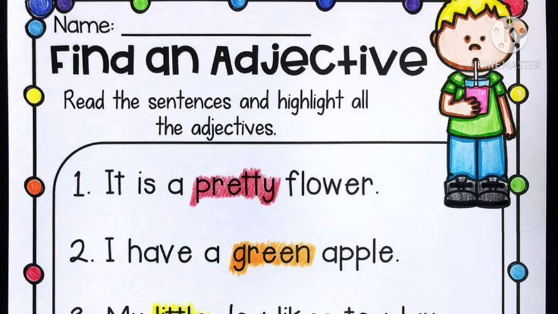I have a green apple. Now the meaning is আমার আছে একটা সবুজ আপেল। তাহলে এখানে আমাদের নেমিং ওয়ার্ড, what is the naming word here? Apple. Very good. And which word is describing the apple? Yes, green. So this is the describing word and I have highlighted it with a color pencil.